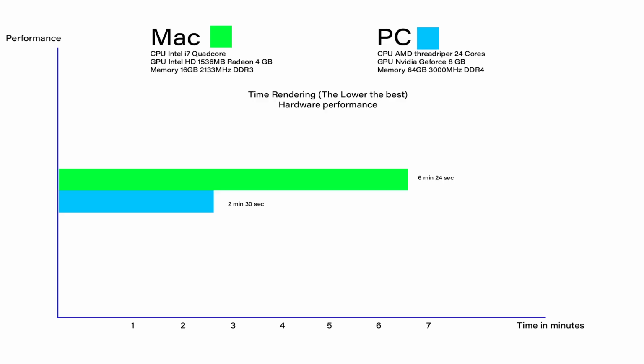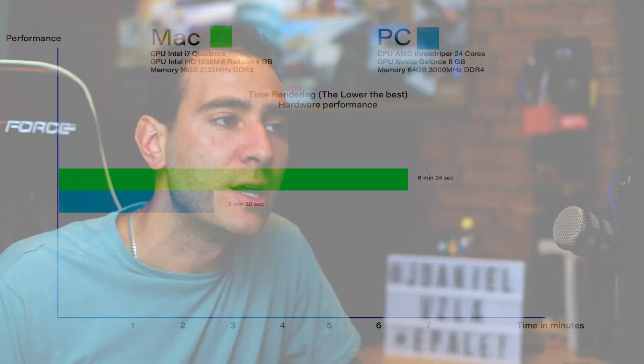what does that mean, man? It took 2 minutes to render the video, 10 minutes long with too many effects and too many things. Now we can see the results for hardware performance. The Mac took 6 minutes 24 seconds and the PC took 2 minutes 30 seconds. This is a 60% difference.